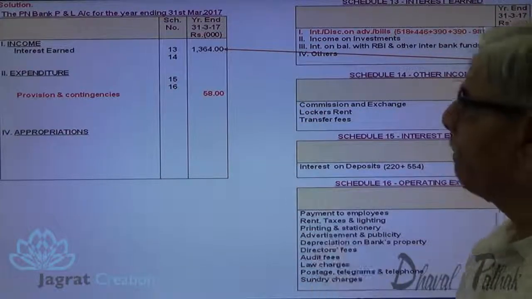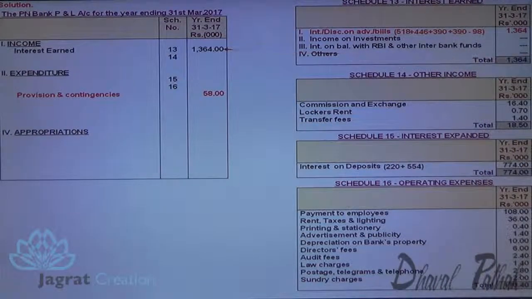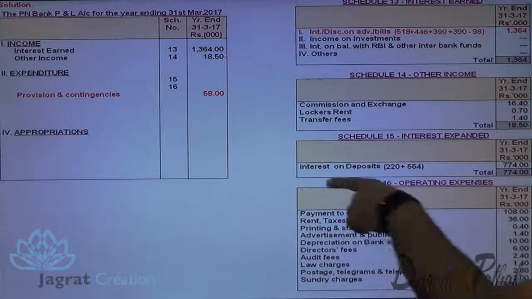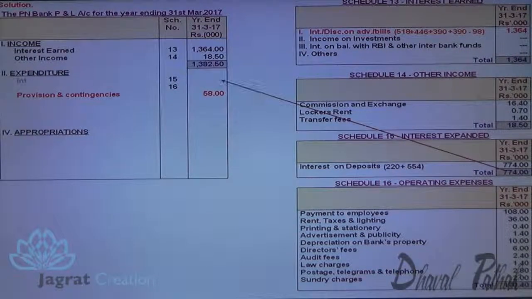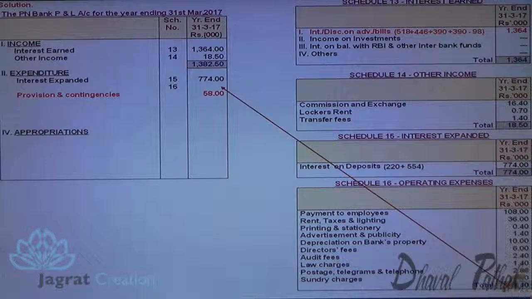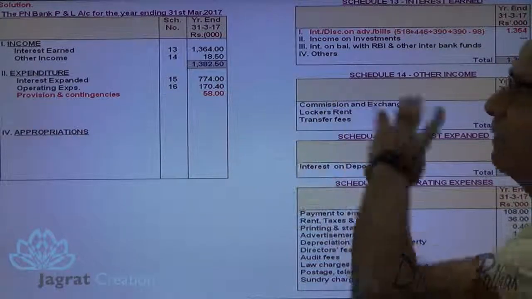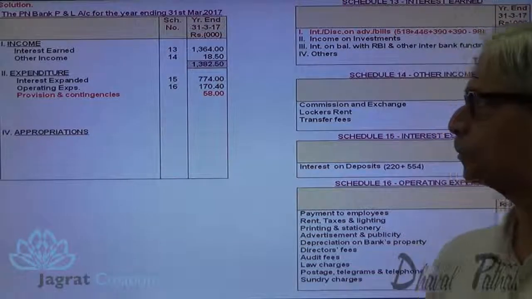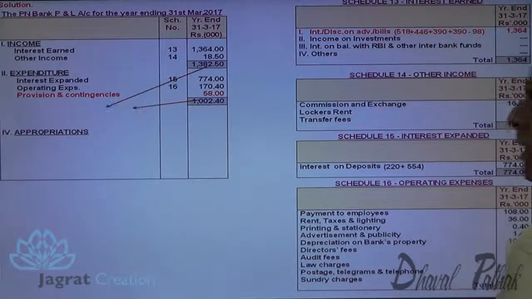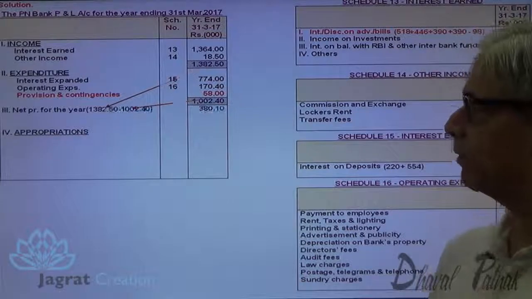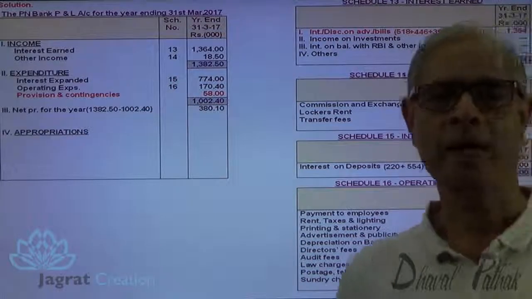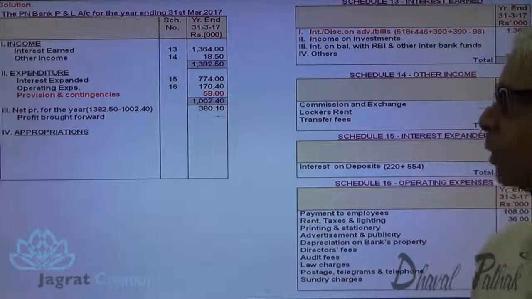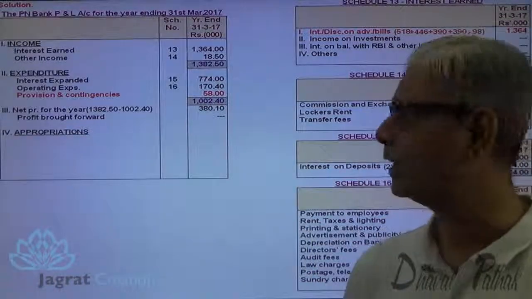Schedule 13, then Schedule 14, 18.5, other income, interest expended 774, and this is 170.4 operating expenses. So these are the total expenses. Income minus expenses is the profit for the current year. I am not given the opening balance of the profit and loss account. If at all it's given, I'll record it here.